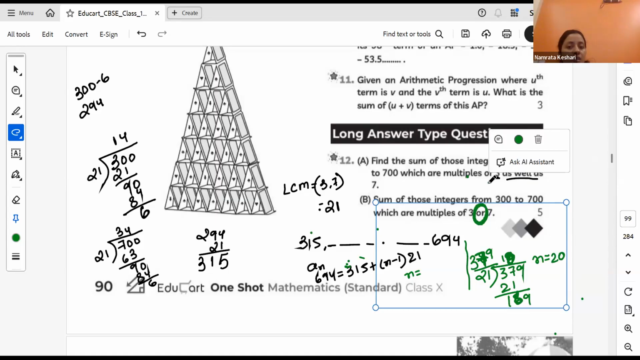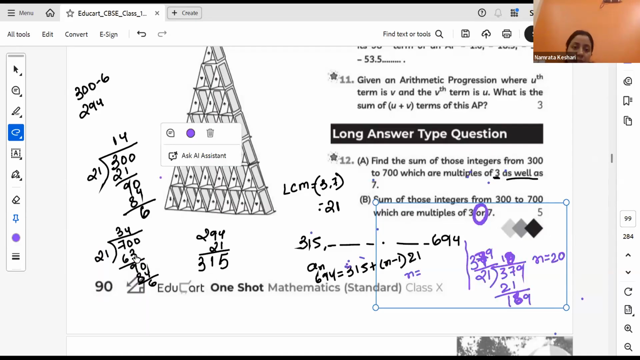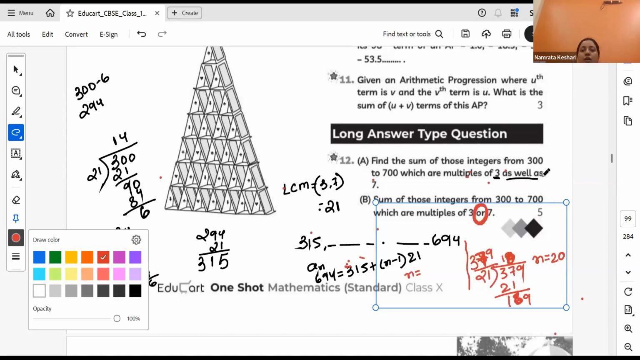And that will be the answer for A. Here in A, one thing you should see carefully, that 3 as well as 7. Whenever we are having these type of questions, that we are talking about the multiple of 3 as well as 7, then we will be taking the LCM, and then we will be just creating the AP by using the LCM. Now the next question where 3 or 7 is there, let me give you the hint.